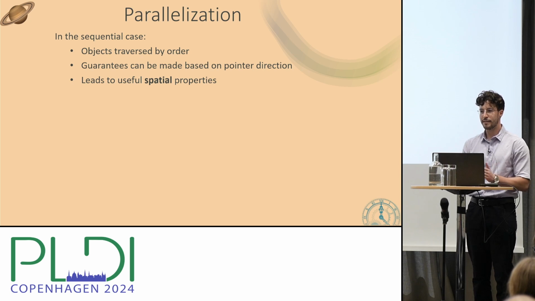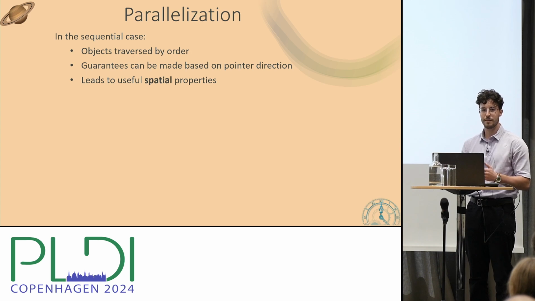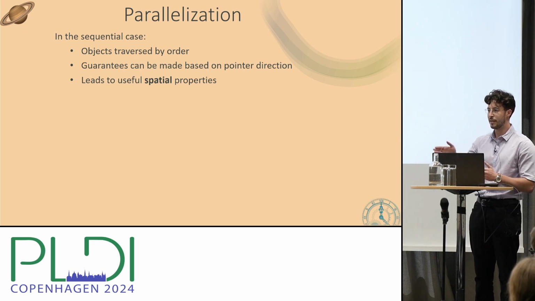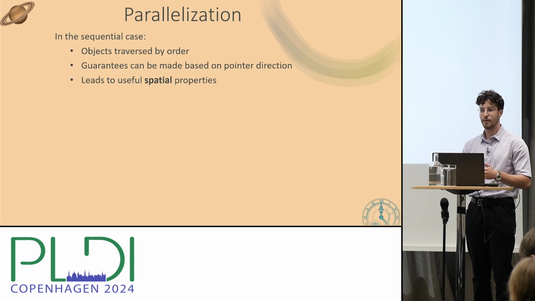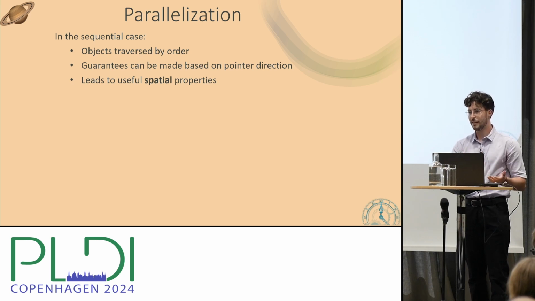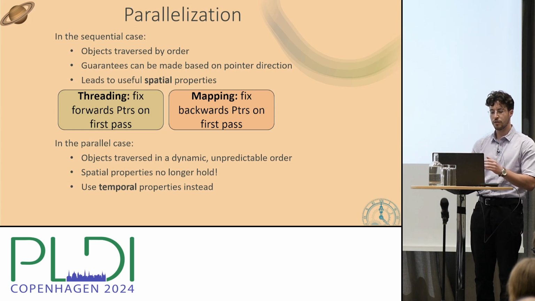In the sequential case, objects are traversed by their order in the heap, which helps us have certain guarantees about them. We know that based on the direction that a pointer points to in space, what is the useful way to fix it. But when we want to think of the parallel case, which is important since many modern systems have multiple cores, if not all of them, we cannot rely on these spatial considerations anymore. So we need to employ a paradigm shift. And instead, we want to think about temporal properties.